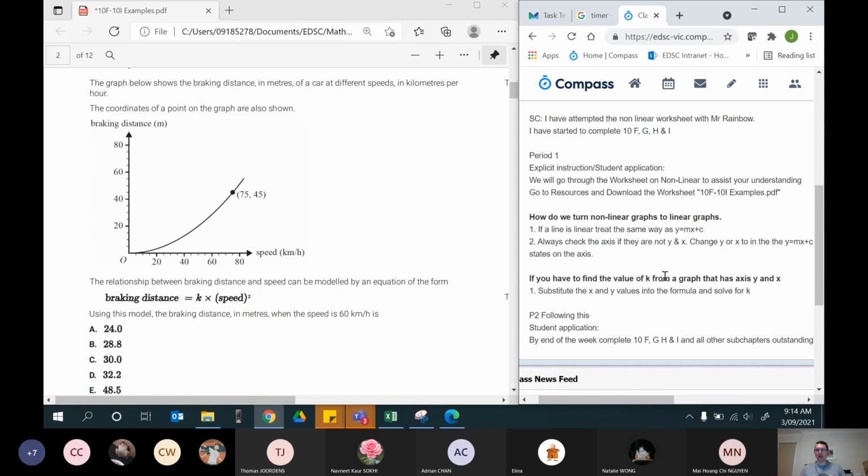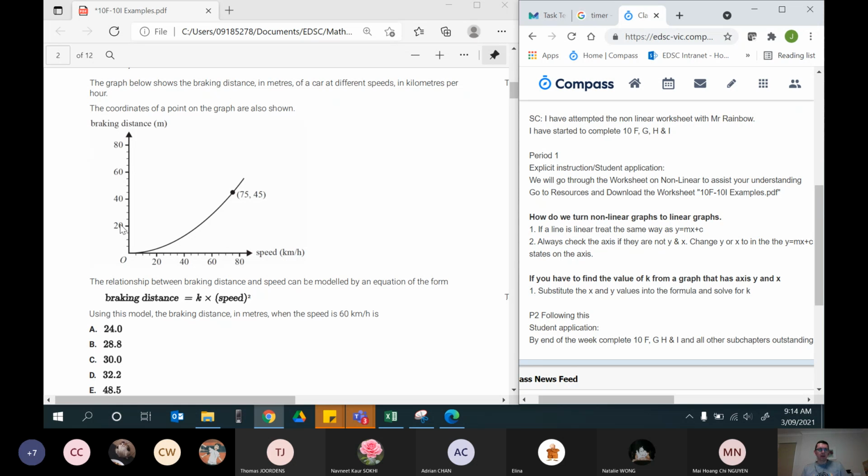If you have to find the value of k from a graph and has axis x and y, substitute x and y values into the formula for k. Now, some things to note, the exam's separated into modules, all right? So when you go into the module of linear recursion, this is what's going to happen. That's different to data and statistics. So these are the things where you're going to have k, okay? So you'll be looking at that.